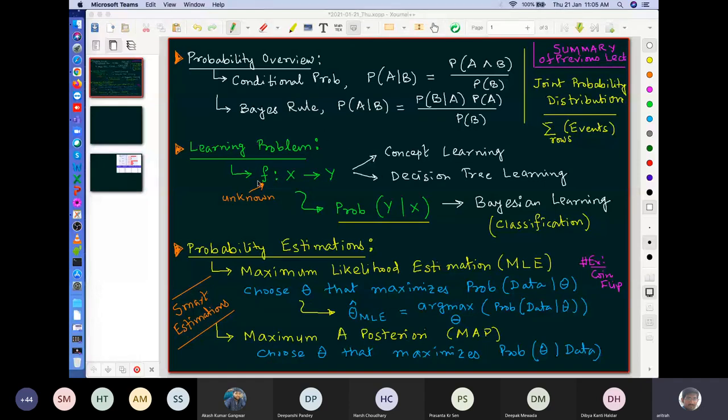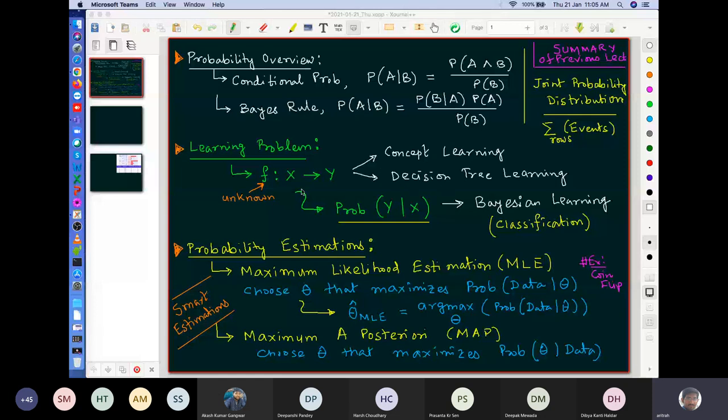Then we revisited our learning problem, which tries to hypothesize an unknown function. It only knows a training set of examples, that is, a set of attributes leading to a classification value of y. It can view only that and find out the unknown function. We have seen that for concept learning and decision tree learning.